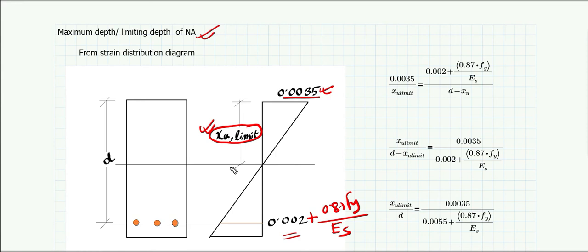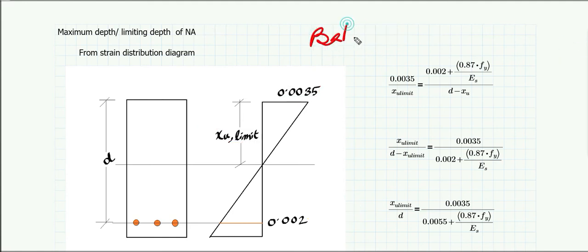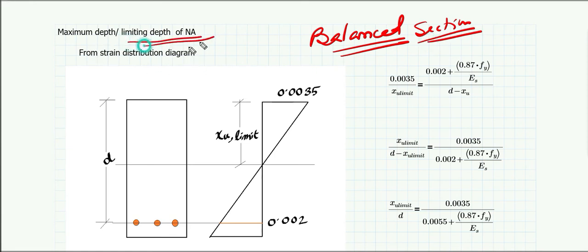This is in a balanced section. We will discuss what a balanced section is. The neutral axis depth can go below this, but all this is actually for a balanced section. First of all, let's see, for a balanced section, how to find the limiting depth of the neutral axis.